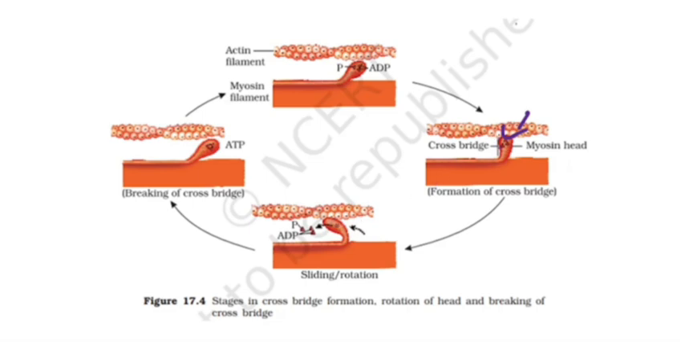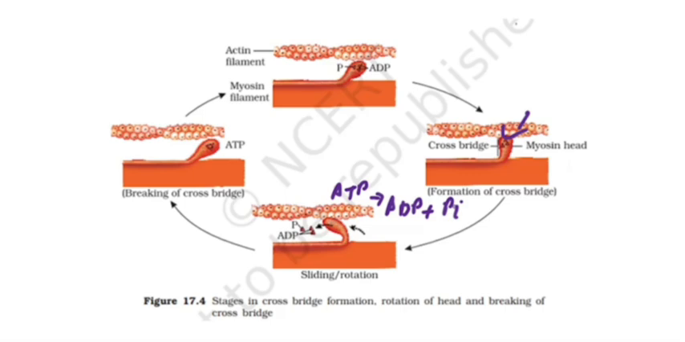So with the ATP hydrolysis, what is happening here? ATP hydrolysis is taking place in the form of ADP plus Pi. One phosphate is being released from here. Now the sliding and the rotation have taken place. After the rotation, breaking of the cross bridge will take place again.